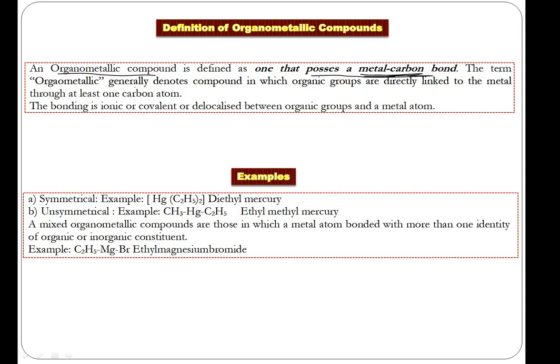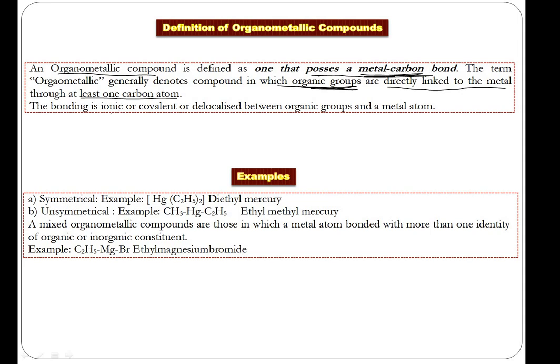The term organometallic compound generally refers to those compounds in which the organic groups, meaning those groups which contain carbon, like CH3, CH2, ethyl, are directly linked to a metal. So we have metals in the periodic table. If you have an organic group directly linked to the metal, those compounds are called organometallic compounds. So there should be at least one carbon-metal bond in that particular compound.